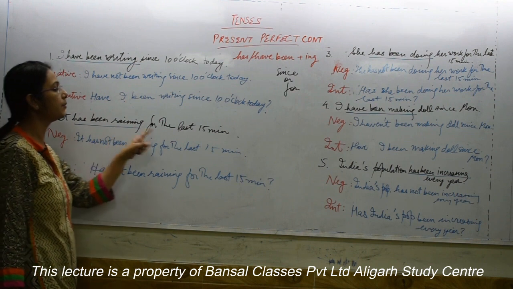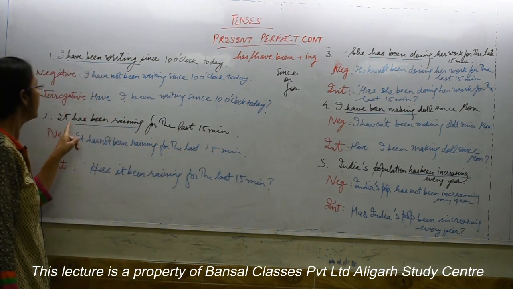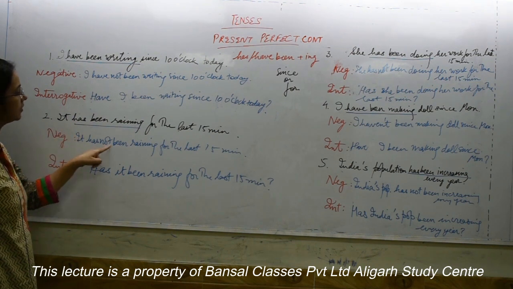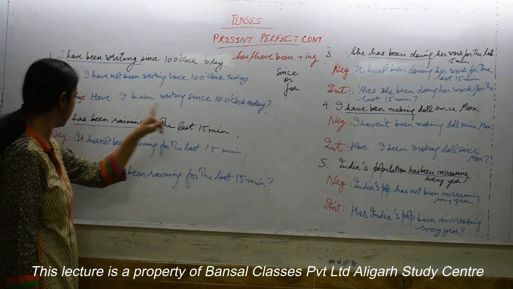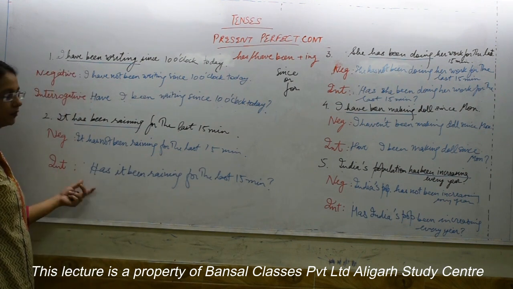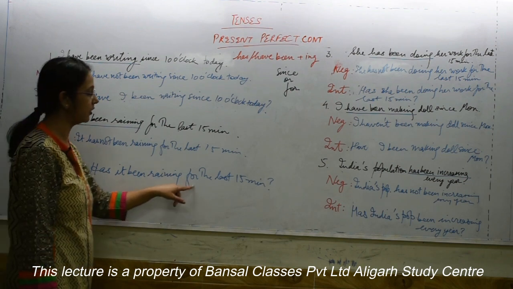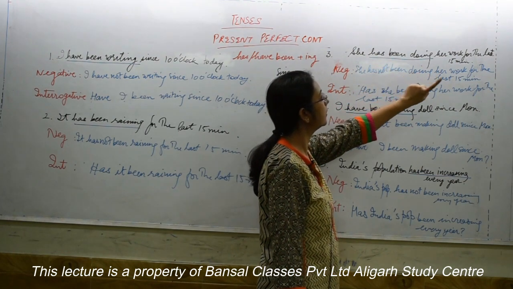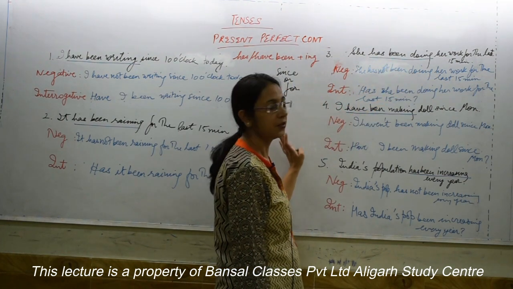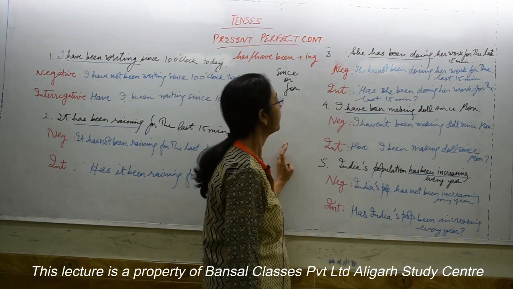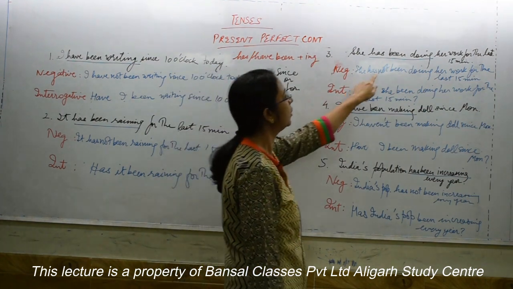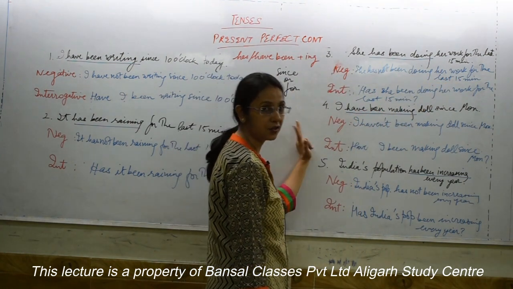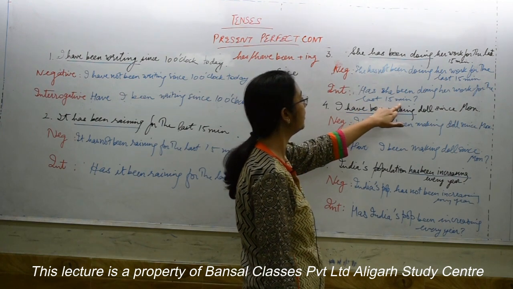Next, it has been raining for the last 15 minutes. It will come with has. Negative form, it has not been raining for the last 15 minutes. Interrogative, question mark you have to put. So, has it been raining for the last 15 minutes? Next, she has been doing her work for the last 15 minutes. She will come with has, so she has. Negative would be she has not been doing her work for the last 15 minutes. Interrogative, has she been doing her work for the last 15 minutes?